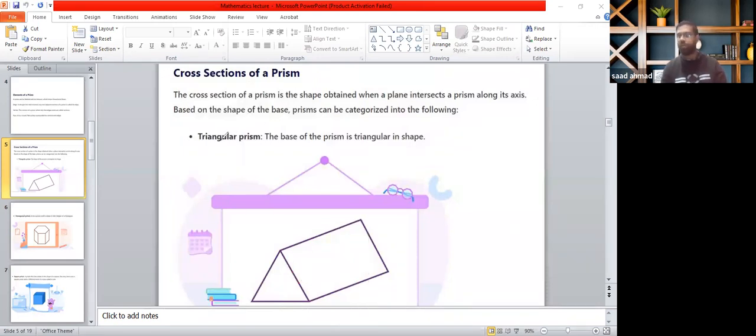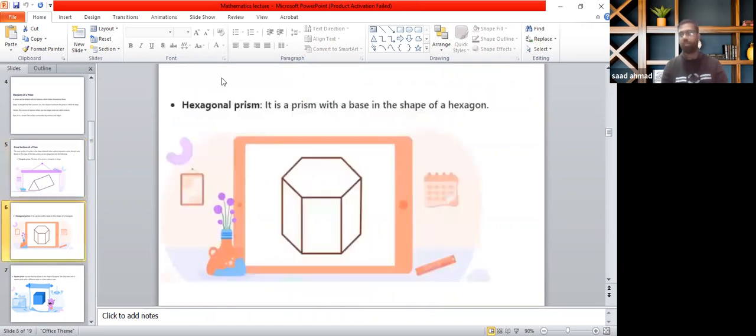Okay, so now we are categorizing them by the name of the base, the shape of the base. The shape of the base here is a triangle. See, this shape is a triangle, so this one is a triangular prism. Next one is a hexagon, the one with six sides. It has six sides on the top, six sides at the bottom, like this.